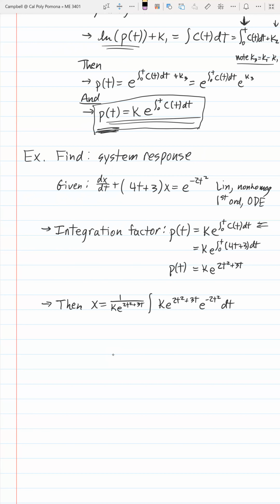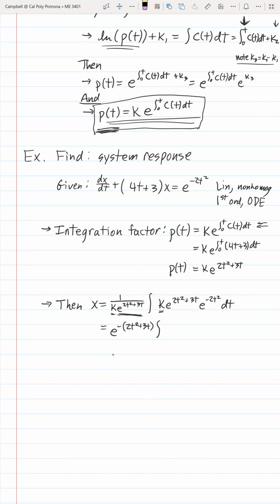So let's go ahead and plop that in there. And so then one thing that we can clearly see is we have a k here, constant. We can factor that out. We have a k over here in the denominator, same constant. We can cancel those out. And then, of course, we can take this 1 over e, and we can turn that into e to the negative 2t squared plus 3t. And then we just have the integral.